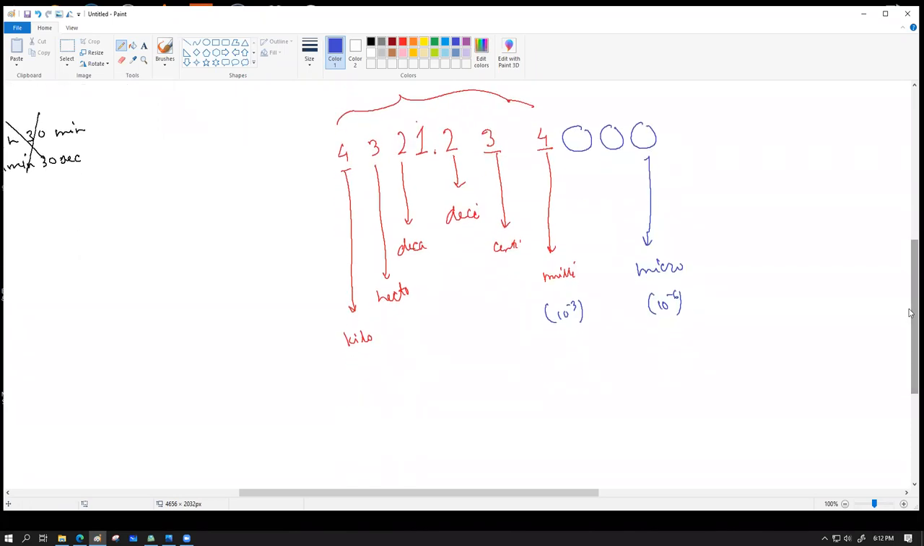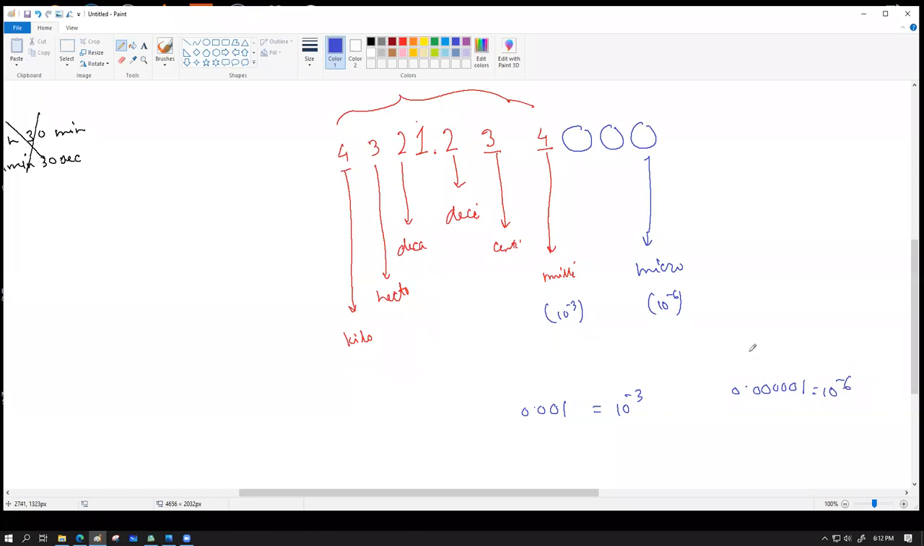If you consider the smallest number for the milli scale, it is actually 0.001. This is the smallest number in the milli scale. If I write this in terms of power of 10, this is going to be 10 to the power minus 3. The smallest number that you can write in micro scale is going to be 0.000001. If you convert this into power of 10, this is going to become 10 to the power minus 6.